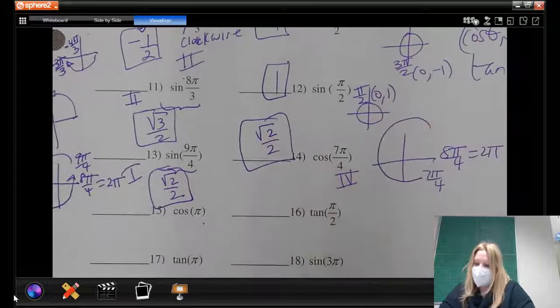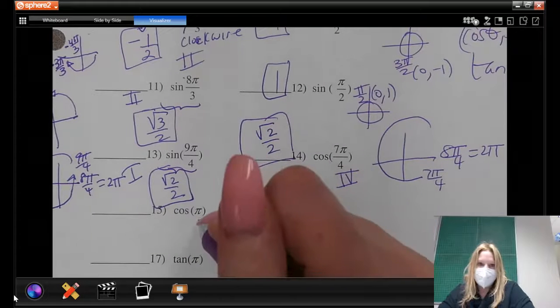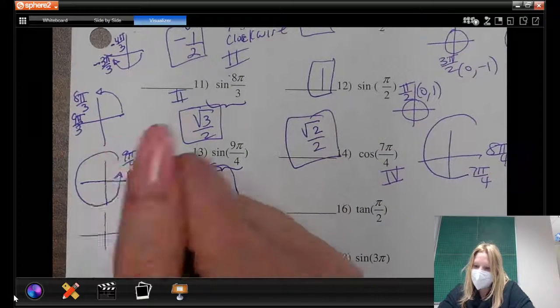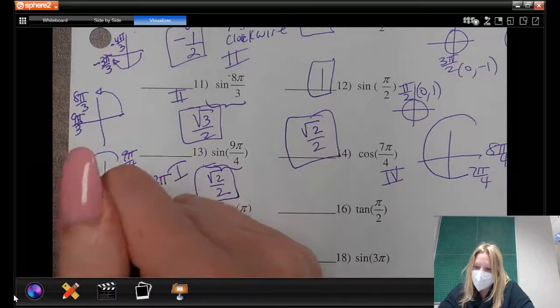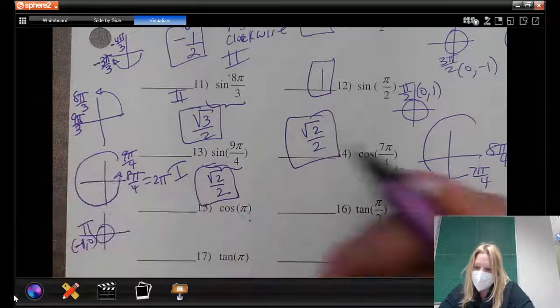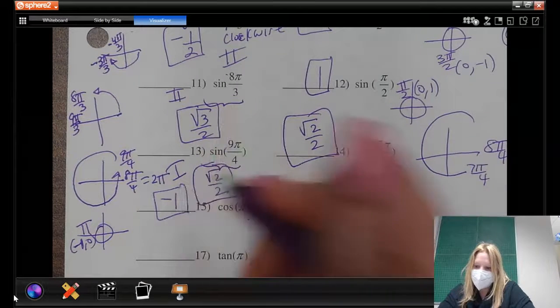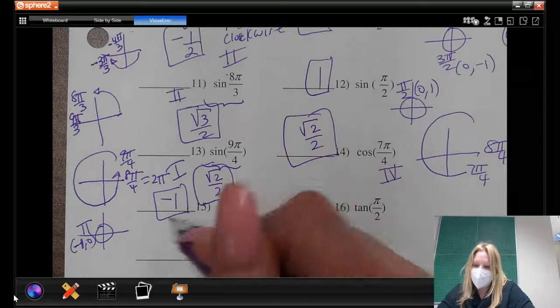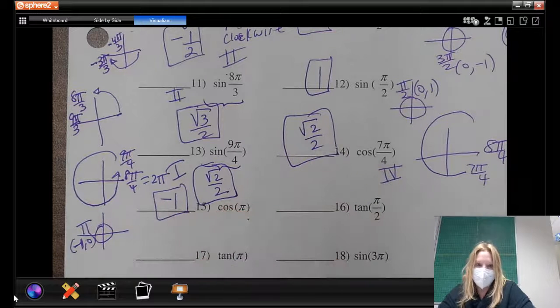Cos of pi, that's anytime you're at pi or pi over 2, you're on the unit circle. So pi is here at negative 1, 0. Cos of pi, cos is the x-coordinate.